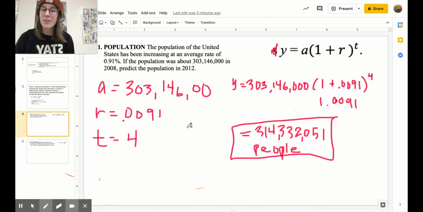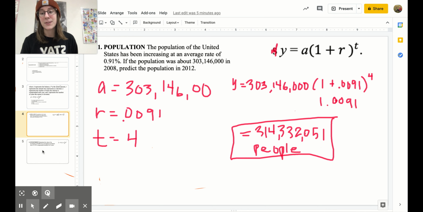If you do not have a calculator, I want you to just set it up like this. So at least plug it in and set it up. If you don't have a calculator, you can't figure out your phone, what have you, I will give you credit if you just do this. I would like you to try if you have a calculator to do it, but if you don't, I will not mark you down for that.